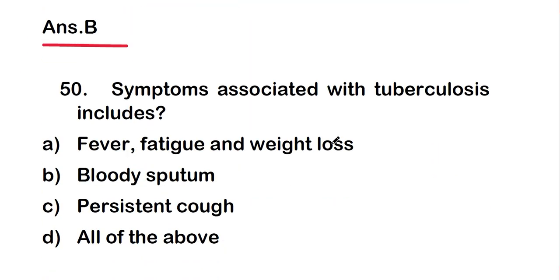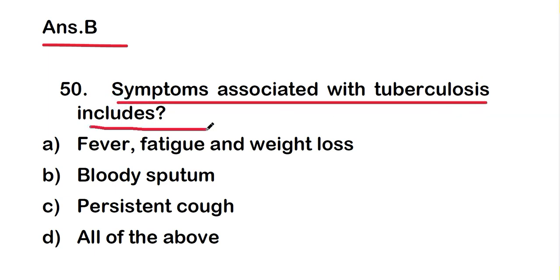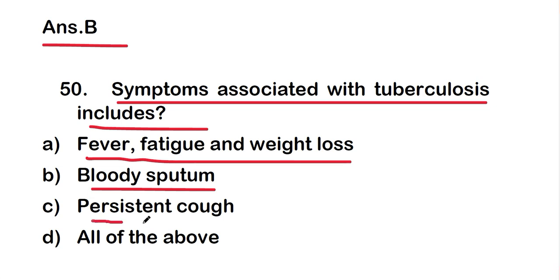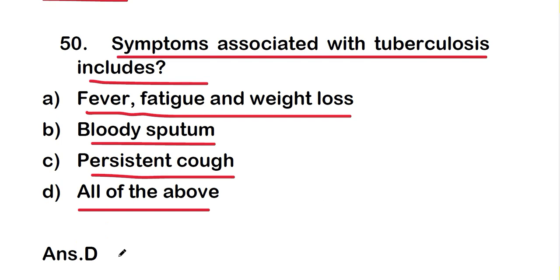Okay, so question number 50 is, symptoms associated with tuberculosis include: option A, fever, fatigue, and weight loss; option B, bloody sputum; option C, persistent cough; or option D, all of the above. The right one is option D, all of the above. So symptoms associated with tuberculosis include fever, fatigue, weight loss, bloody sputum, and persistent cough. All of these are correct symptoms of tuberculosis.